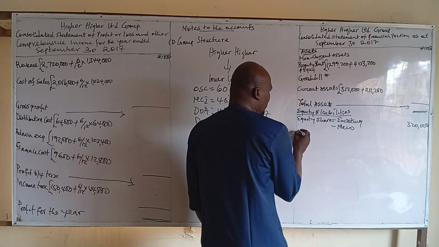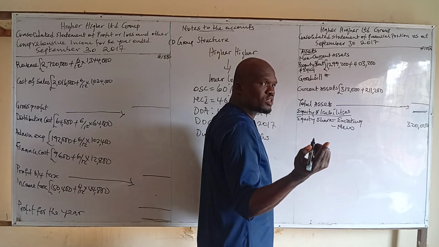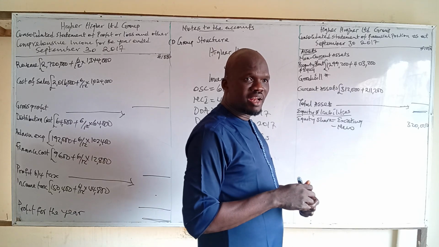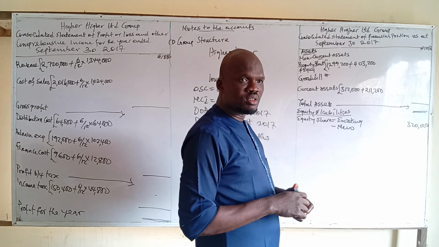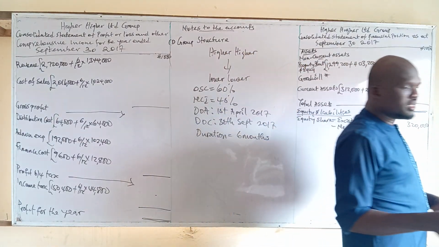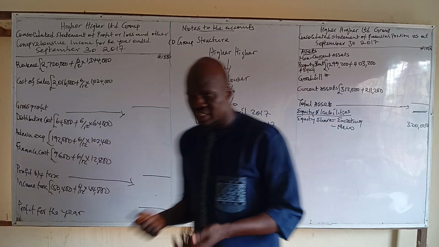Create a space for that. Then we now move to what? In the question, what form of purchase consideration do we have? We have share exchange. Which other form? Do we have cash? There is no cash. Do we have deferred? No deferred. Just share exchange.